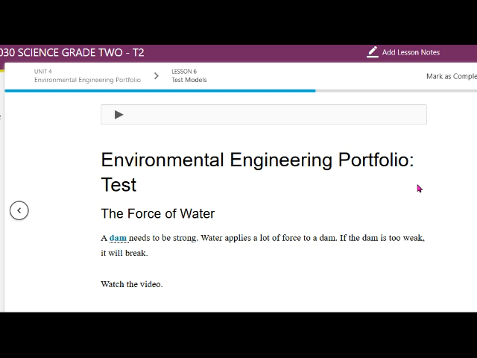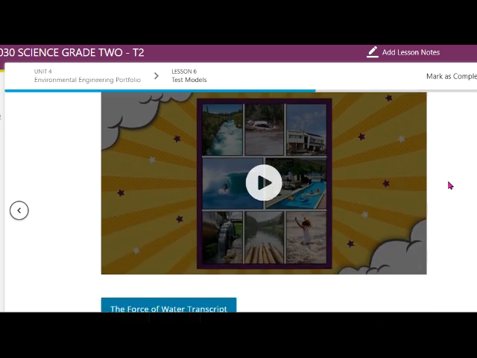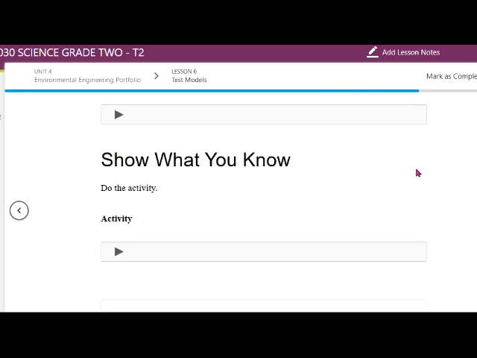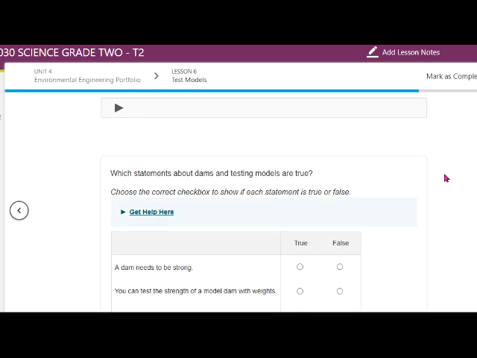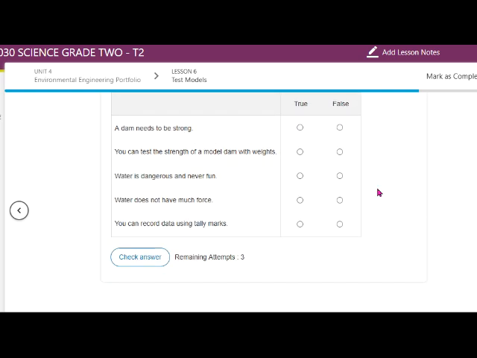The force of water. A dam needs to be strong. Water applies a lot of force to a dam. If the dam is too weak, it will break. Watch this video. And then do this activity. Which statements about dams and testing models are true? You're going to select true if you think the sentence is correct and false if you think the sentence is wrong.